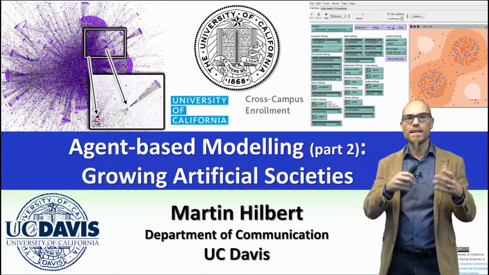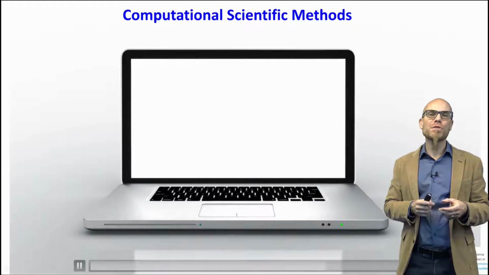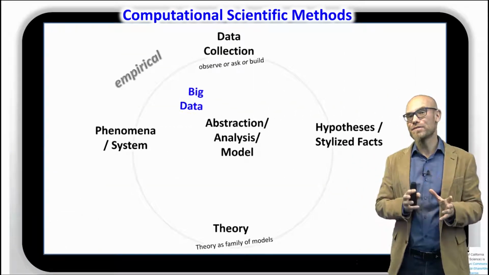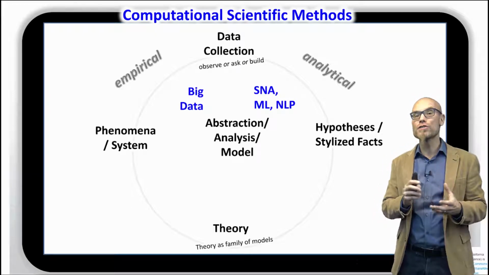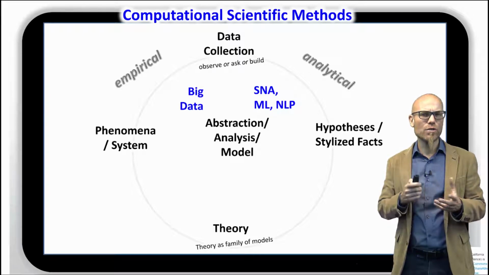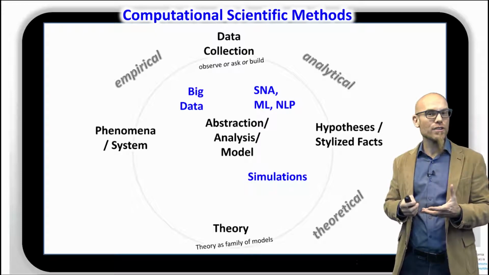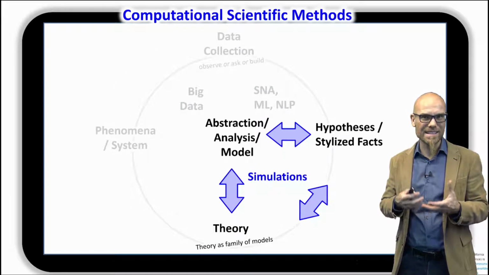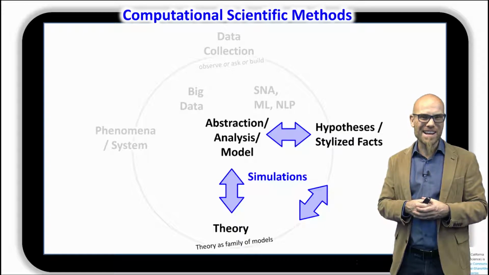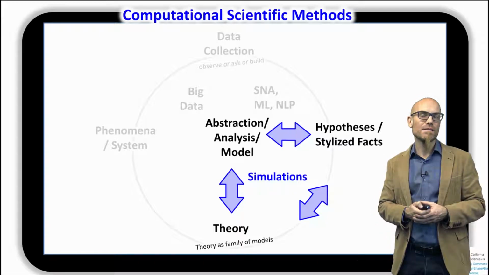So if we place it into the bigger picture of our computational scientific methods, what we will not do today is deal with empirical data. So we don't observe reality. We also won't analyze this kind of data through some kind of analytical tool. We will be in the realm of theory, of theoretical explorations of societies and their systems through this kind of, well, modern theoretical tool, doing formal theory step by step through code.